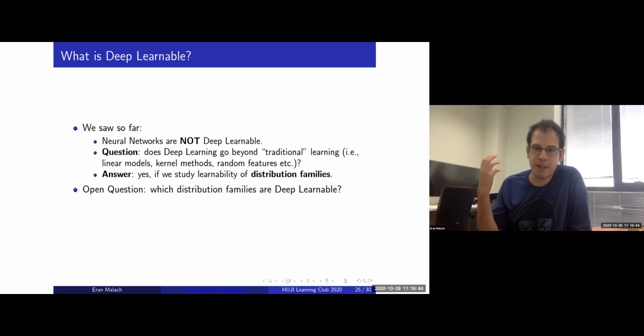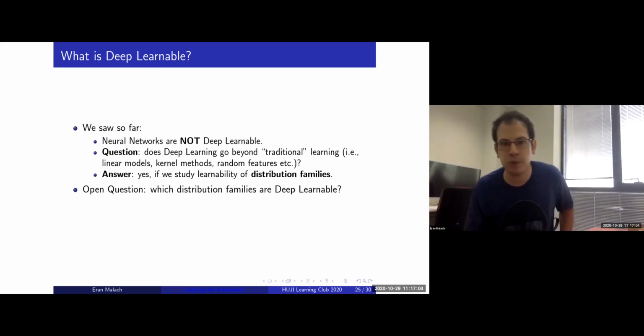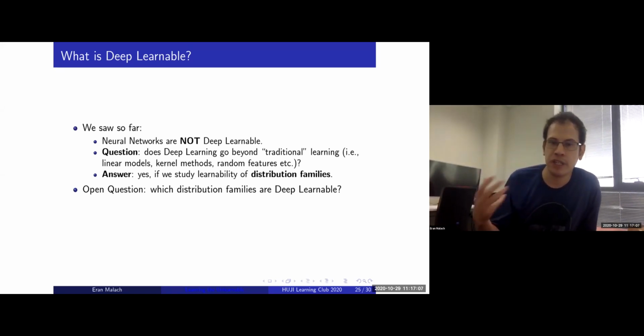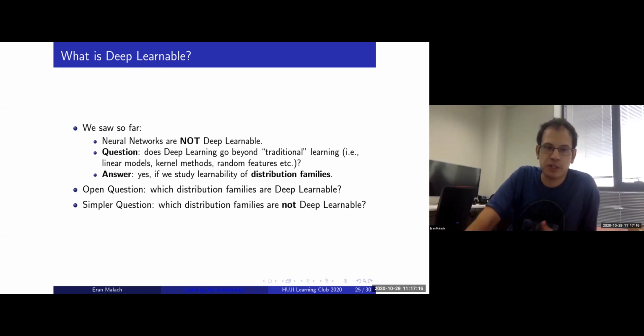We have this magnificent mechanism that's called deep learning, and sometimes it fails. We know this theoretically and practically. And we really want to characterize deep learnability, right? Which distribution families are deep learnable? So if we focus on function classes, then nothing interesting is deep learnable. But if we focus on distribution families, then things become more interesting, and now we can ask ourselves which distribution families are or are not deep learnable? So I don't have an answer to this question. It's, I think, a fairly big question, but I'll answer a somewhat simpler question, that is, which distribution families are not deep learnable?